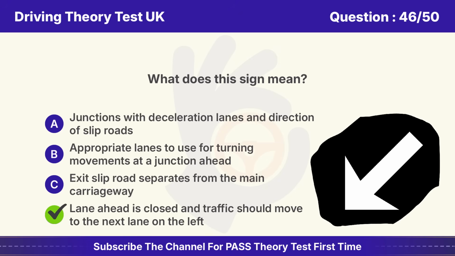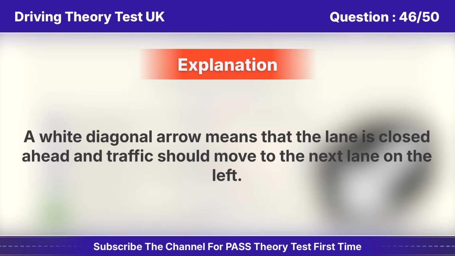Answer is D. Lane ahead is closed and traffic should move to the next lane on the left. A white diagonal arrow means that the lane is closed ahead and traffic should move to the next lane on the left.